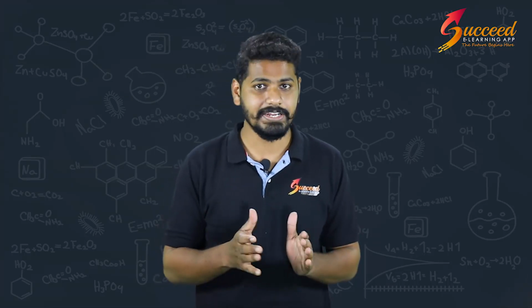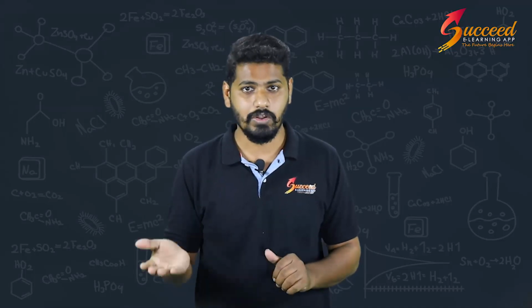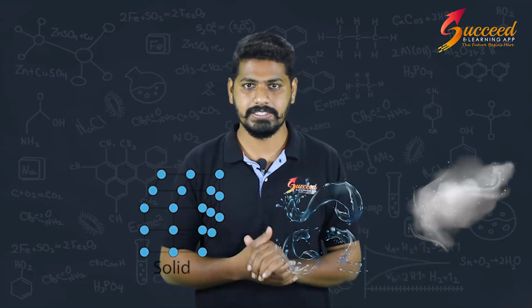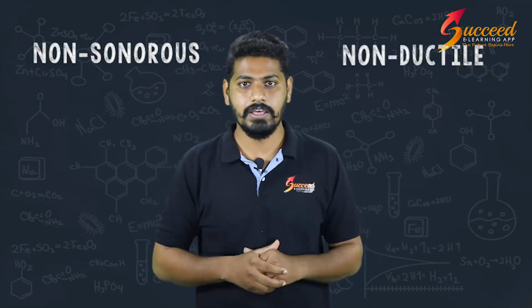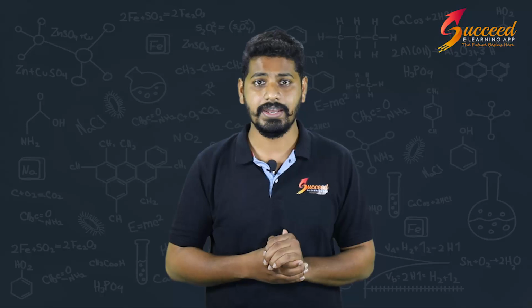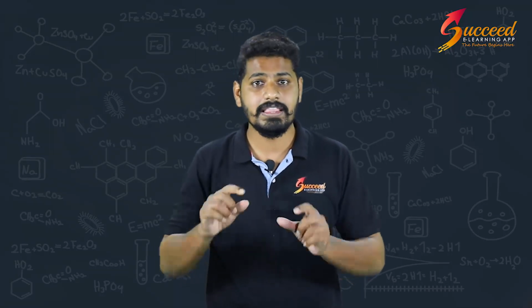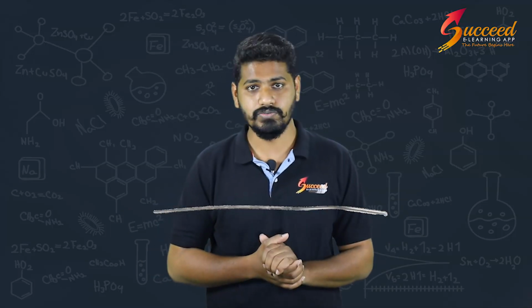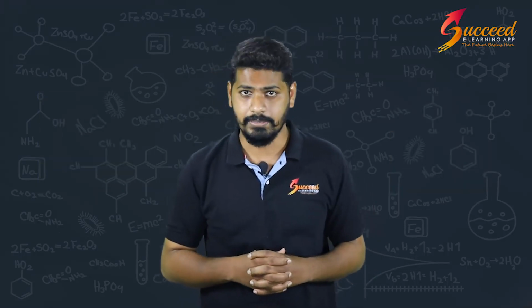Non-metals are bad conductors of heat and electricity, and non-metals may be solid, liquid or gas. Non-metals are non-sonorous, non-ductile, non-malleable. Let's see what is ductile. Ductile is a very important property of any metal, because the metal can be beaten into a thin wire, which is mainly used for electrical purposes. Example, copper, iron, etc.